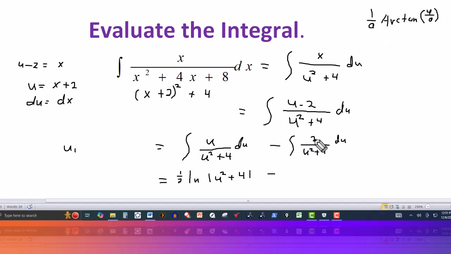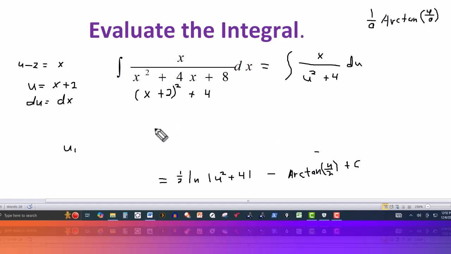But remember, I have this 2 already. So 2 divided by 2 will give me 1. So this is just going to give me the arctangent. You can also use tangent inverse there of u over a. So this would be u. In our case, a is 2. And it's plus the constant of integration. Now all you have to do is go back to the original variable.